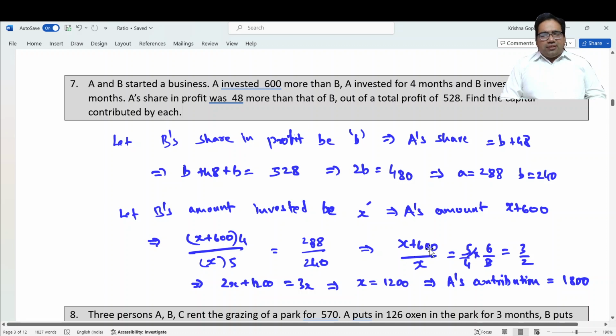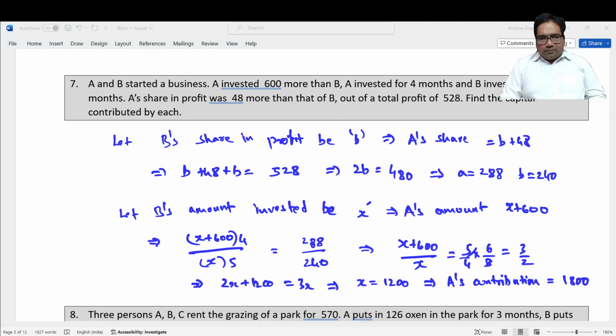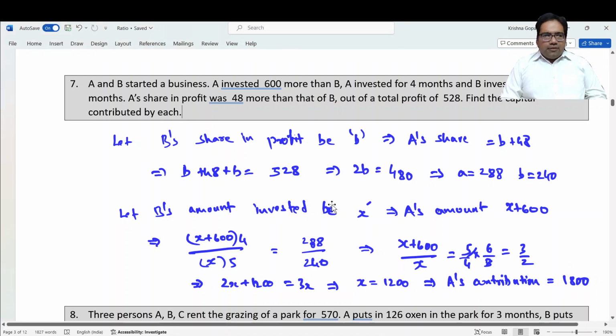X plus 600 by x is equal to 3 by 2. What does that mean? 2x plus 1200 is equal to 3x. X equals 1200. What is x? X is the amount that B has invested. If B has invested 1200, A would have invested 1200 plus 600, which is 1800. So this is the contribution by both the people. This is an easy problem; we just need to be careful in writing the equation and solving it.